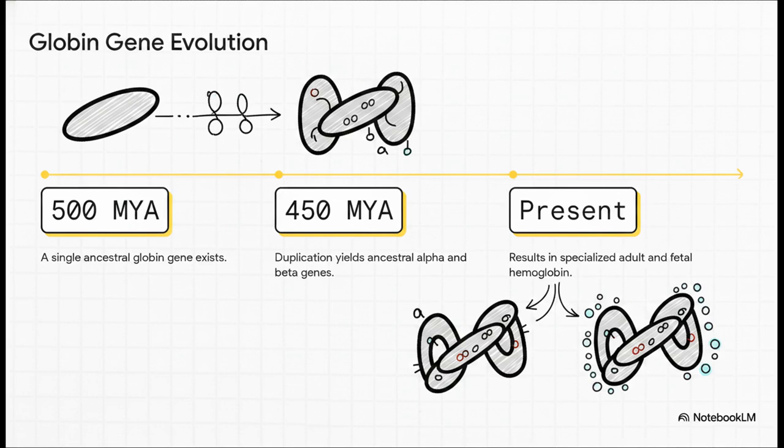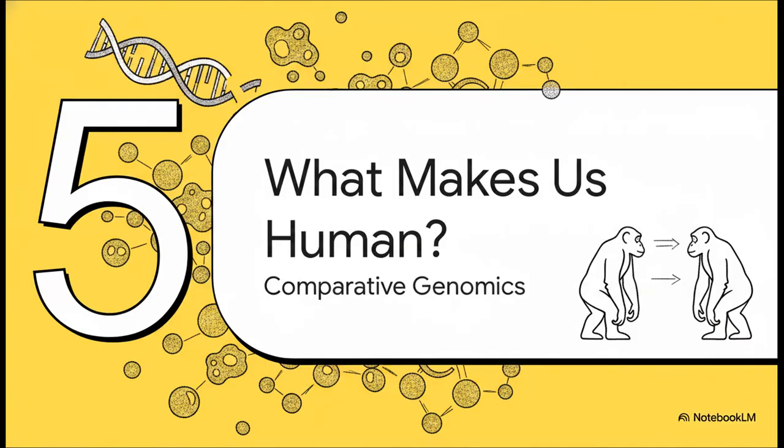And the cool part is, this didn't destroy the genes. Instead, it created specialized variants, like fetal hemoglobin, which actually has a much higher affinity for oxygen than adult hemoglobin. This specific molecular evolution is exactly what allows mammals to efficiently transfer oxygen to fetuses during pregnancy. It's a real game changer. Let's zoom back out for Section 5.